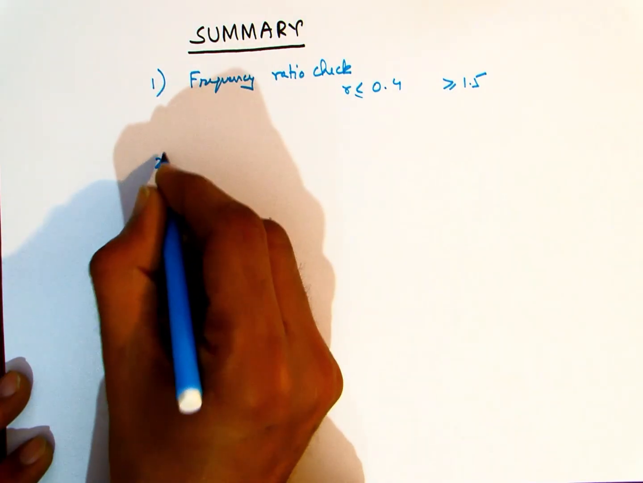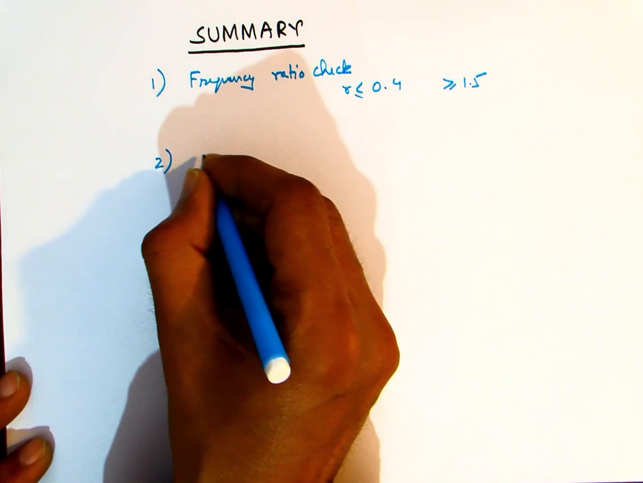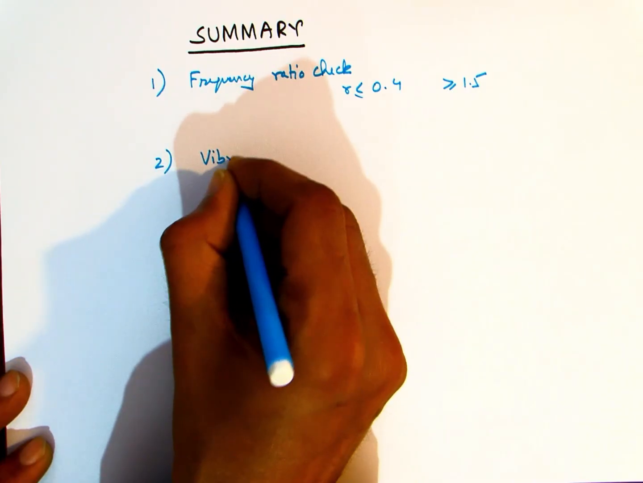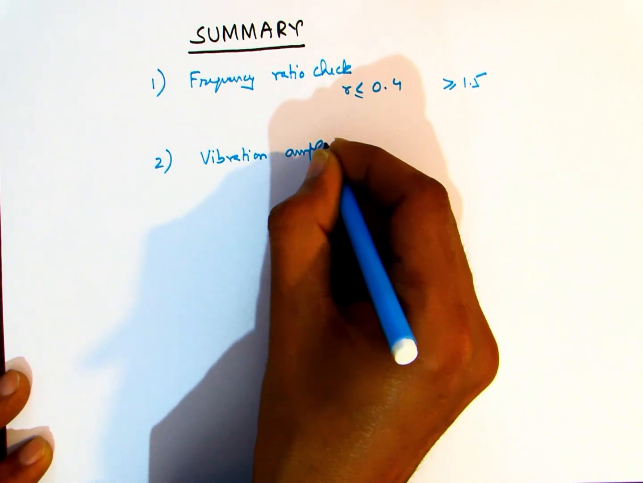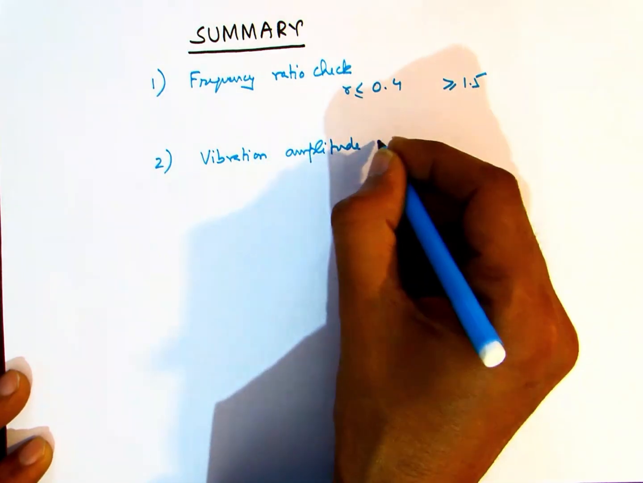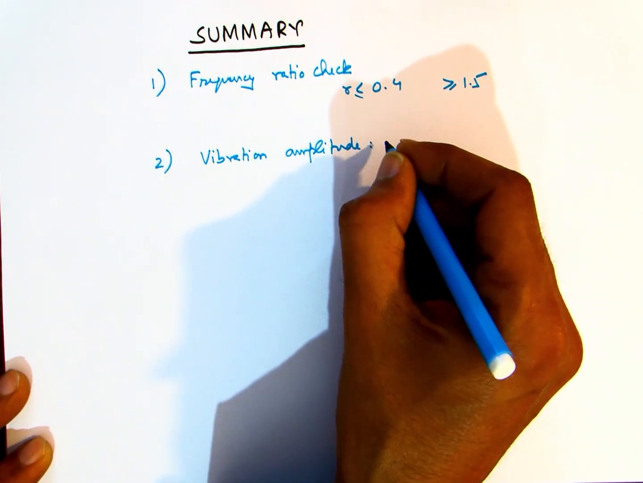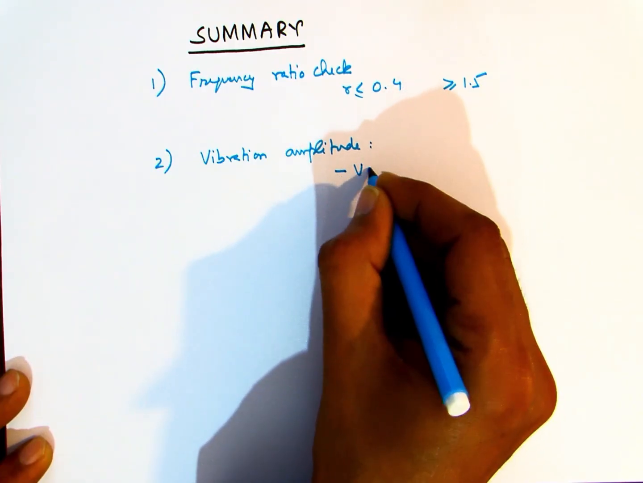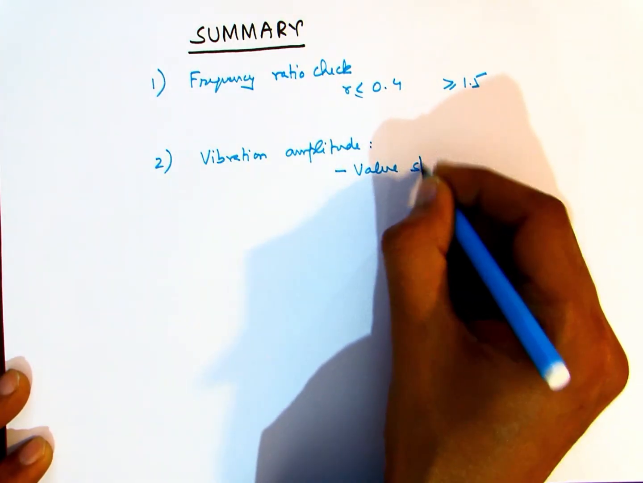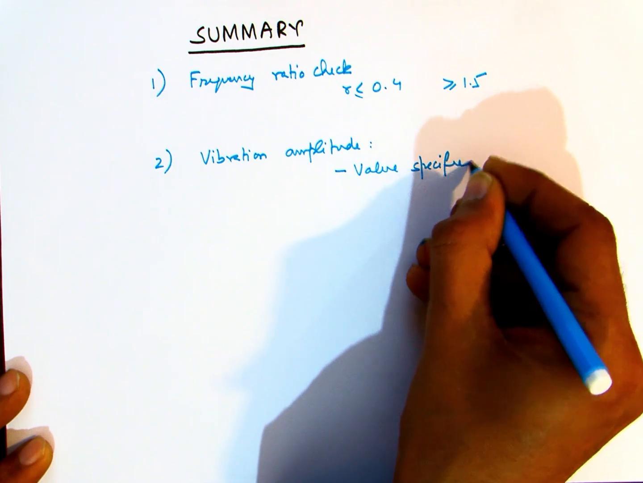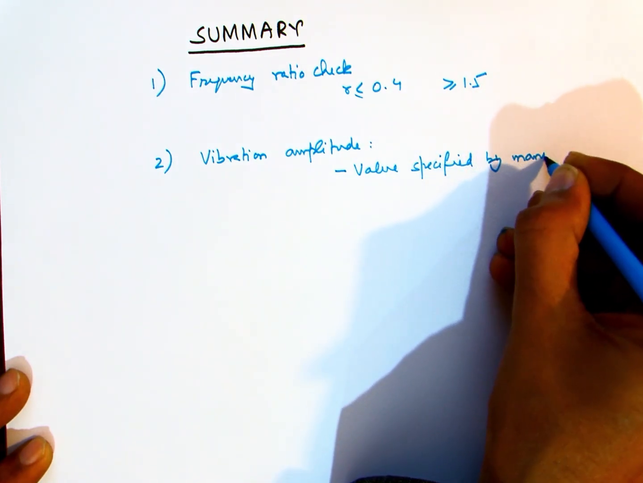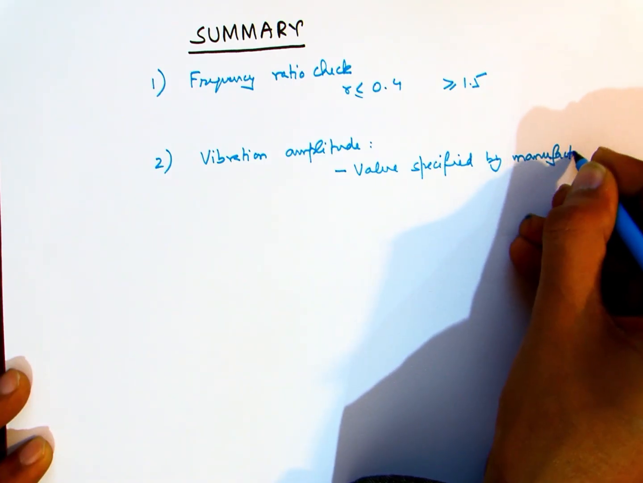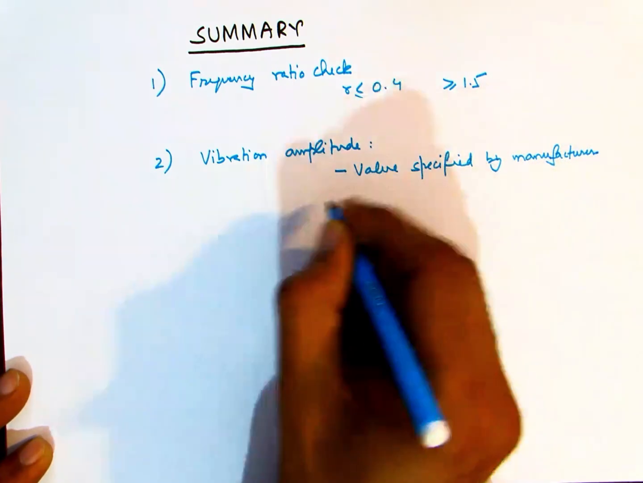In the end, we just summarize all the design steps. The first step is that we have to do the frequency ratio check, that the frequency ratio is not falling in the undesirable zone, 0.4 to 1.5. Then we have to calculate the amplitude of the vibration, and the vibration amplitude should be less than the value specified by the manufacturer to ensure proper functioning of the concerned machine.